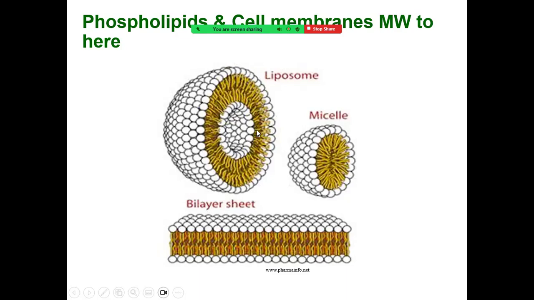So in this liposome, we have the phospholipid arranged in a bilayer with the fatty acid tails on the inside, and then the polar phosphate group on the outside, and then the polar phosphate group on the inside. And there can be water in here and obviously water out here.